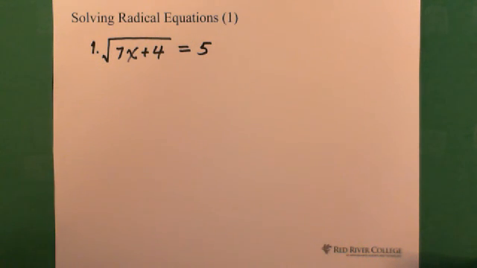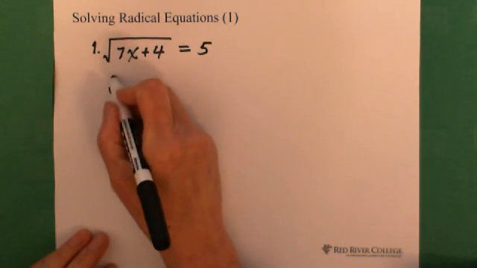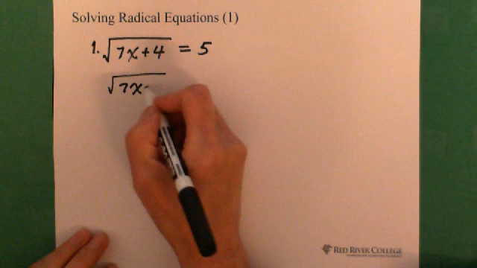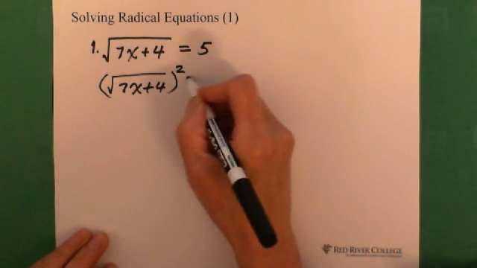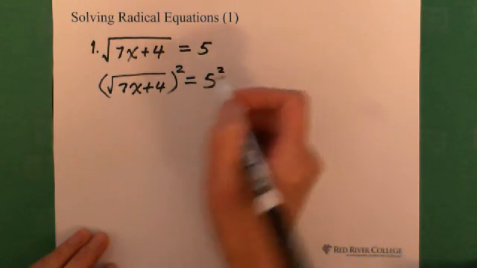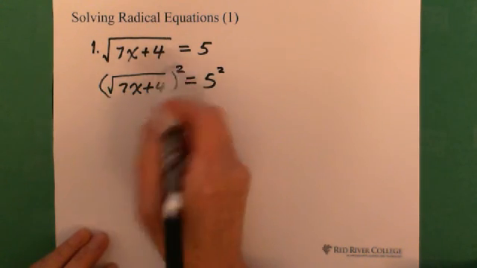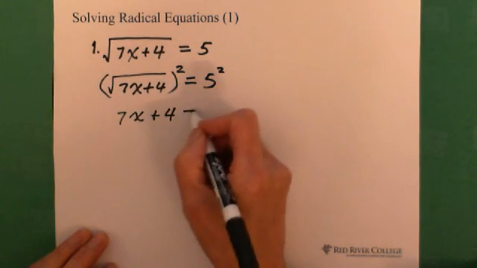So how do we get rid of radicals? We can square both sides. We square both sides: we have 7x plus 4 squared, and 5 squared, right? So we square both sides so that the radical is gone. So we get 7x plus 4 equals 25.